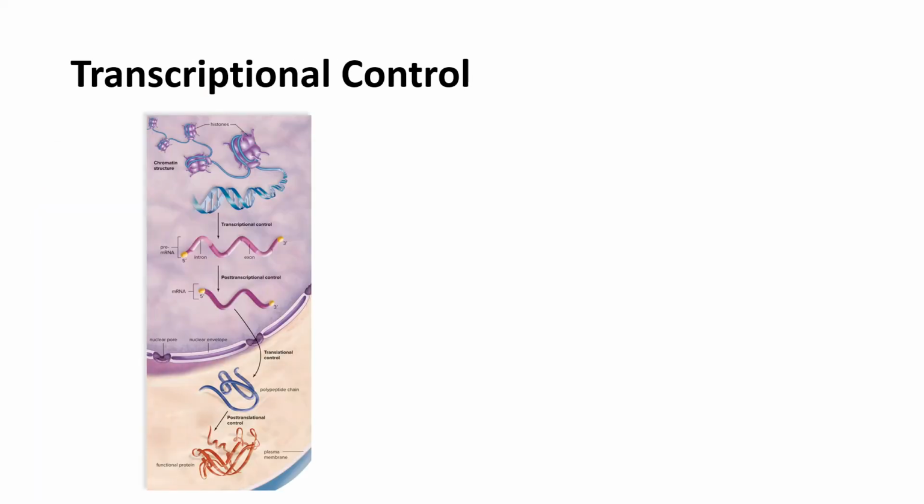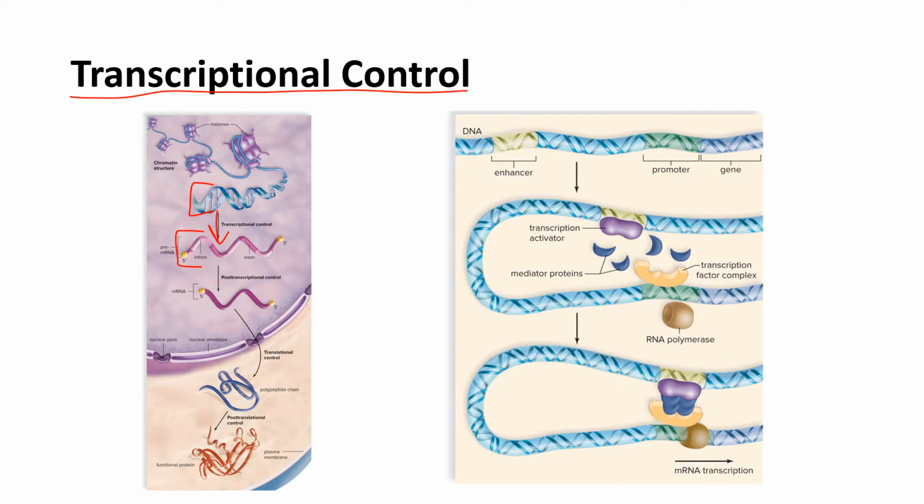Eukaryotic cells can also control whether transcription occurs or not. And remember, transcription is where the DNA gets copied, the information gets copied into the RNA. Eukaryotic transcriptional control is very complicated. It can involve activators and/or repressors, and it involves many protein-to-protein interactions. This is one example of eukaryotic transcriptional control.